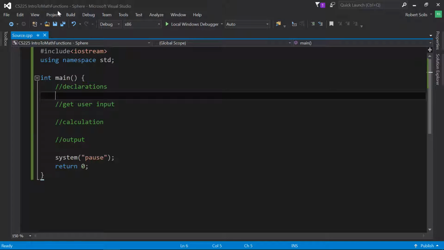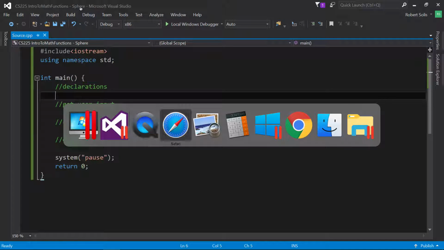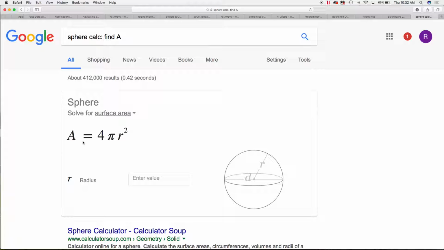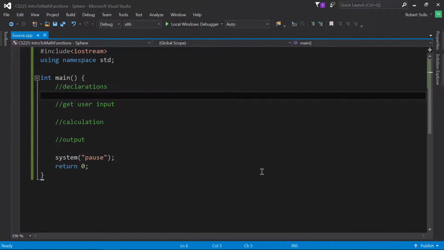We are going to continue talking about introduction to math functions. Specifically, we want to create a sphere calculator where we are going to determine what the volume of a sphere is based on this equation, and we're also going to determine what the surface area is based on this equation for a sphere. Okay? So let's go back over here.